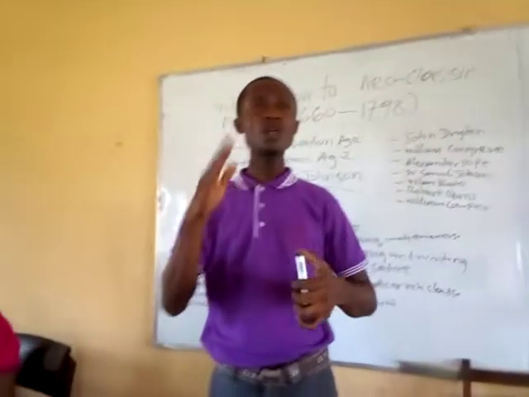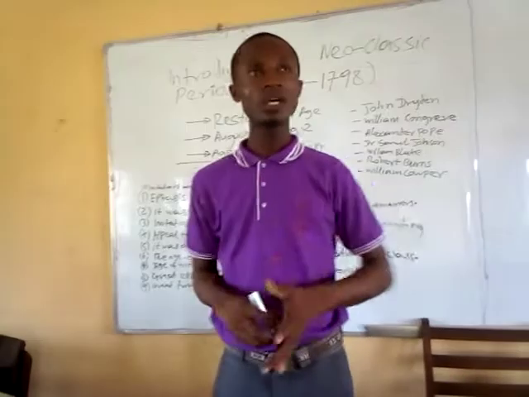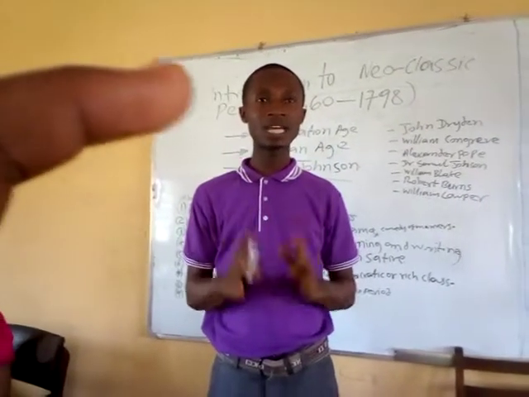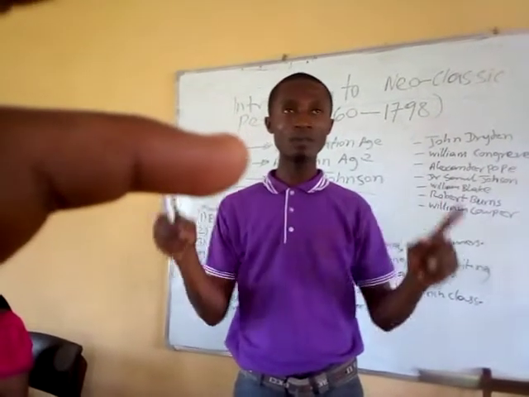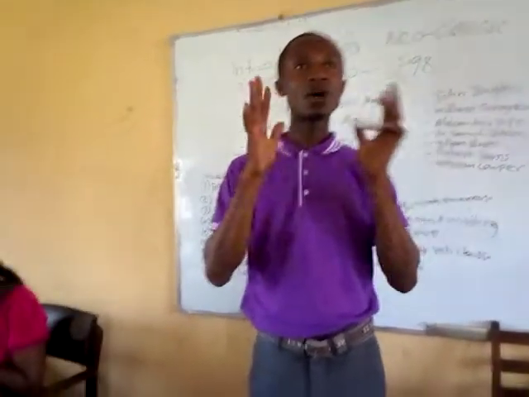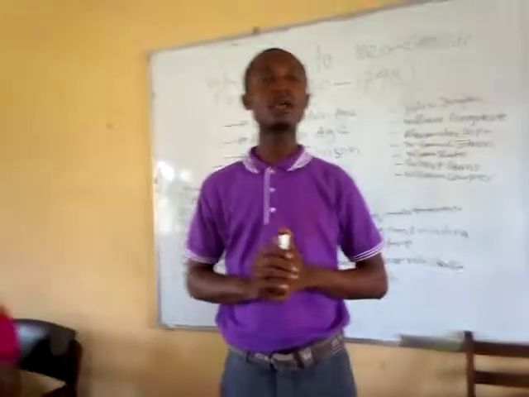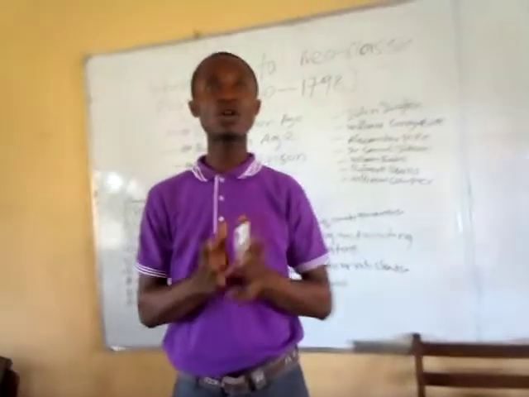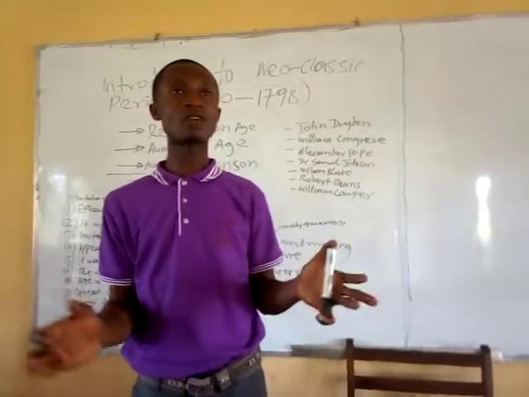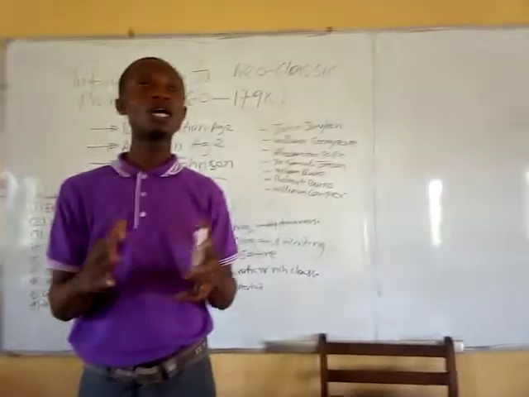Most writers of that time tried to imitate the ancient Greek. That is why this literary period is characterized in three parts. It has three periods within it: one is the Restoration Age, two is the Augustan Age, and three is the Age of Johnson, or Dr. Samuel Johnson. All these periods fall within this period.